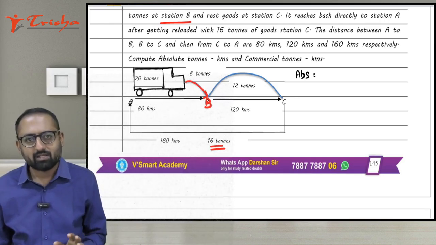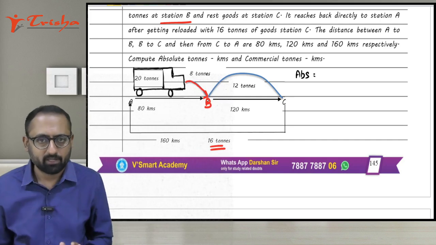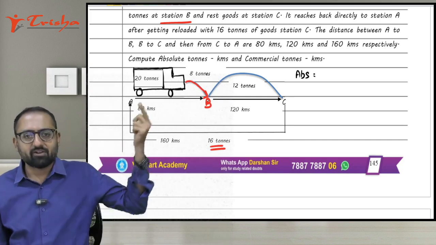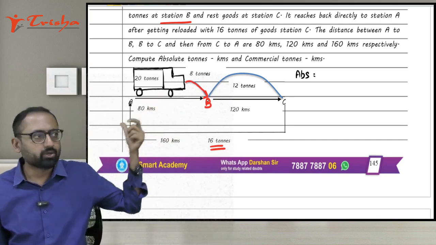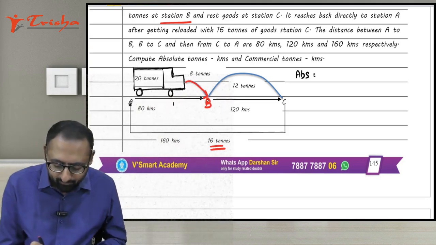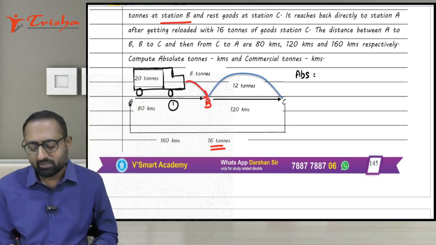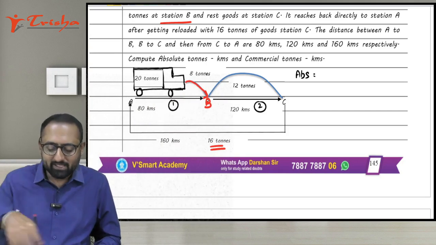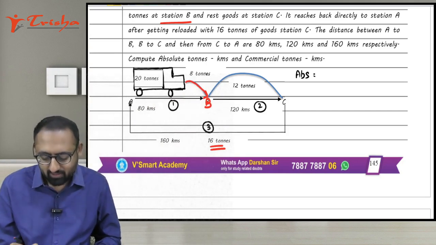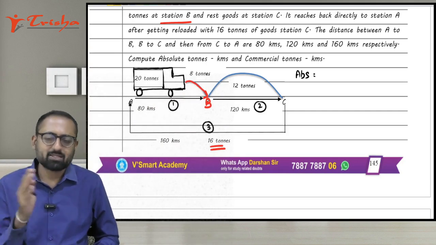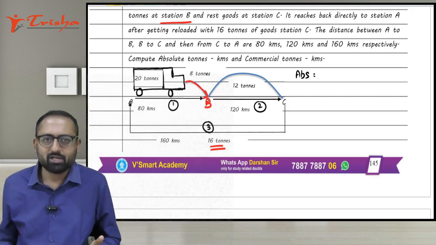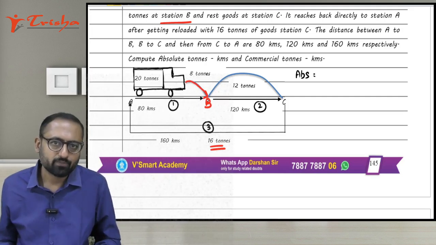Now let's see. The journey is divided into 3 parts. The first journey starts from A and goes to B. So A to B is your first journey, B to C is your second journey, and C to A is your third journey. Now let's see the actual tons kilometer.